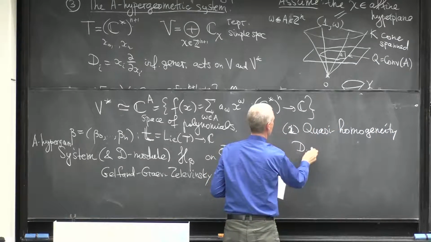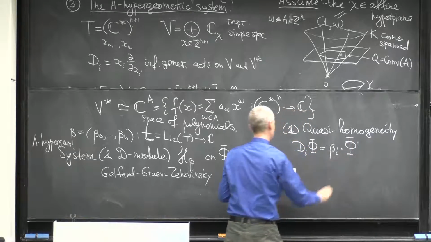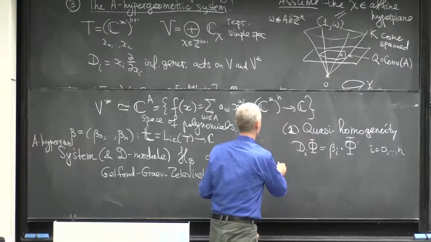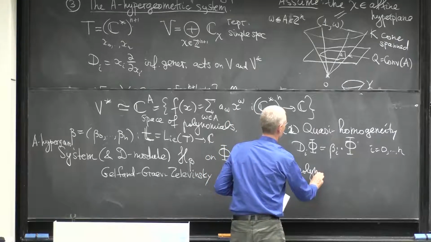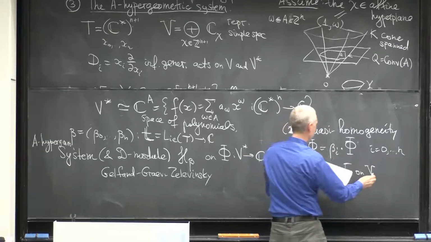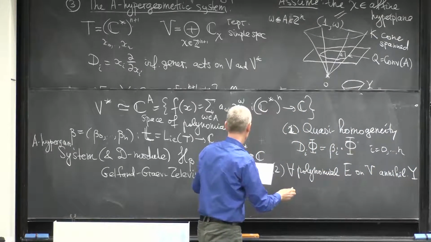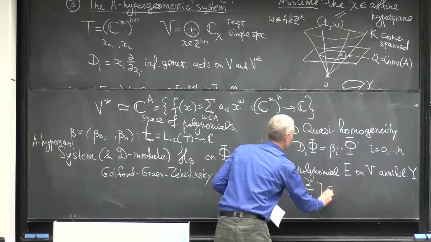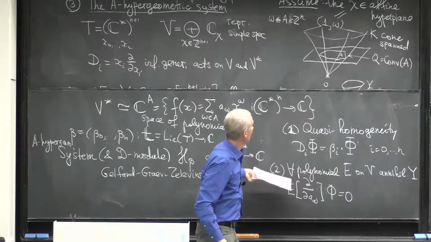Which means that when we apply infinitesimal generators, equals beta I times phi for all I. And second, that for every polynomial E on V annihilating the variety y, or any equation of y, we have the corresponding differential operator with constant coefficients, which informally means that the Fourier transform of the function phi lies on that variety.